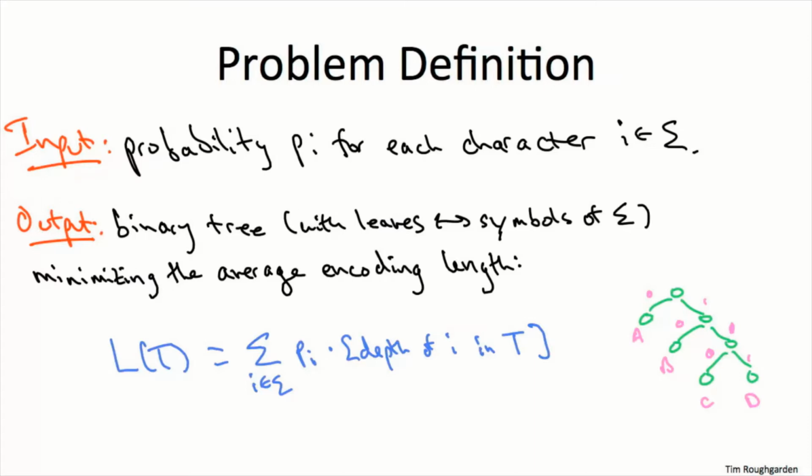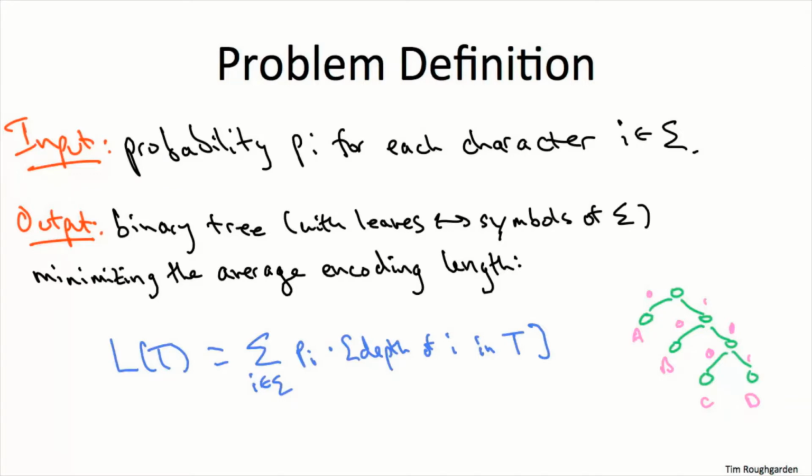The code has to be binary, we have to use only zeros and ones. It has to be prefix-free, meaning that for the encodings of any two characters, neither one can be a prefix of the other. That's to facilitate unambiguous decoding. And finally, the average number of bits needed to encode a character, where the average is with respect to the input frequencies, should be as small as possible.